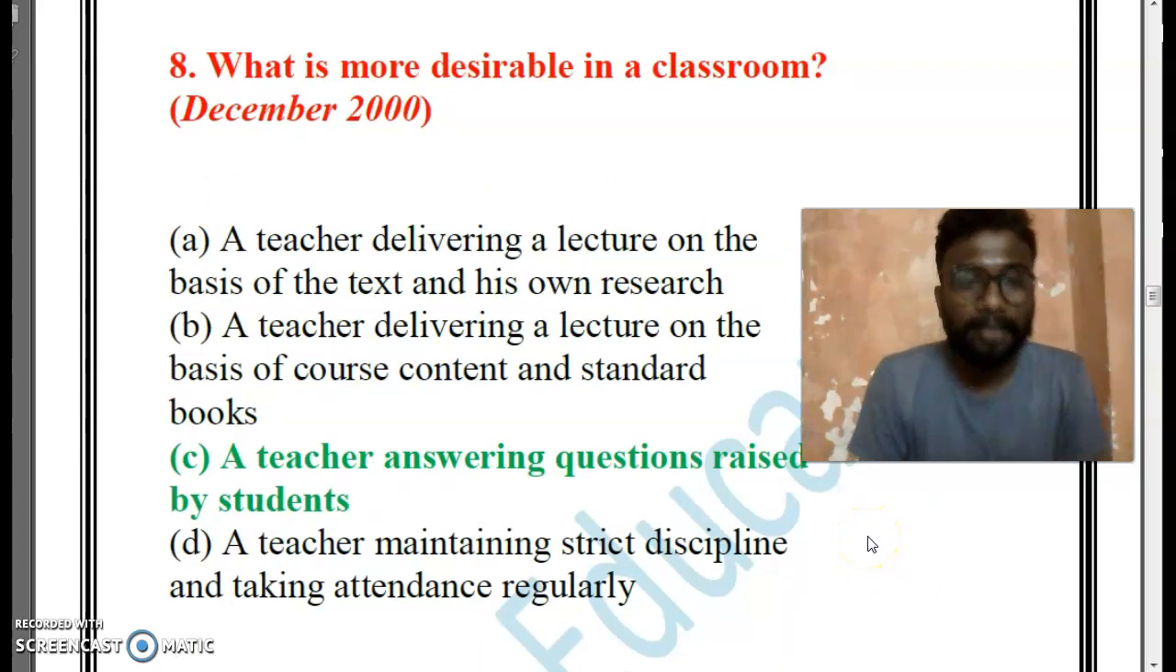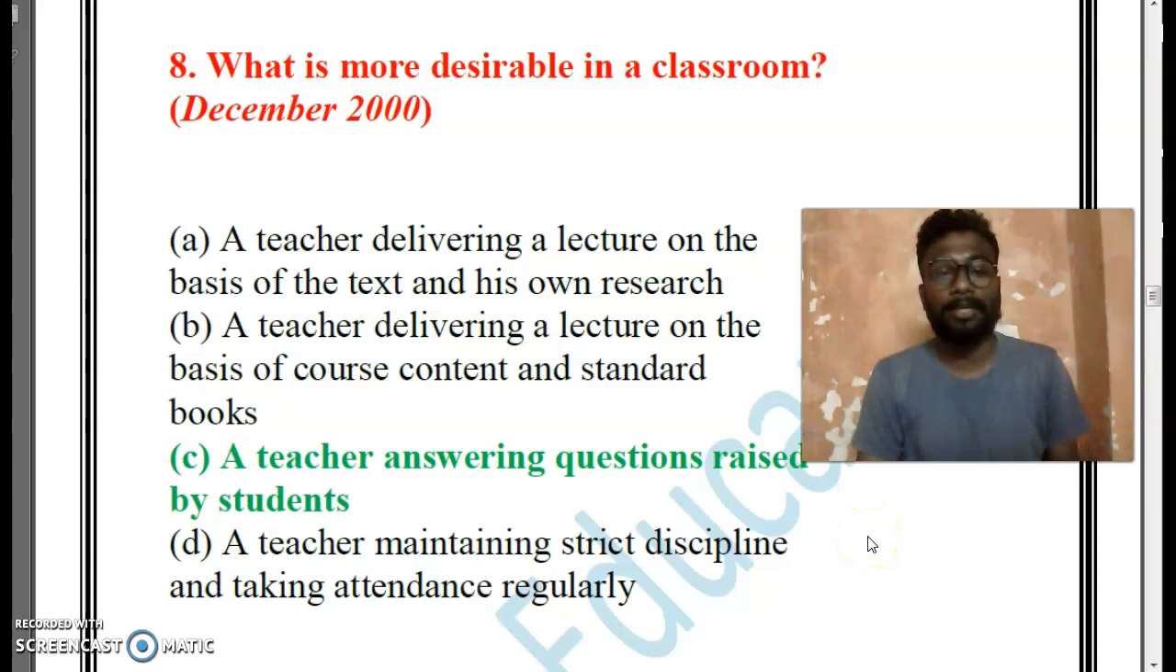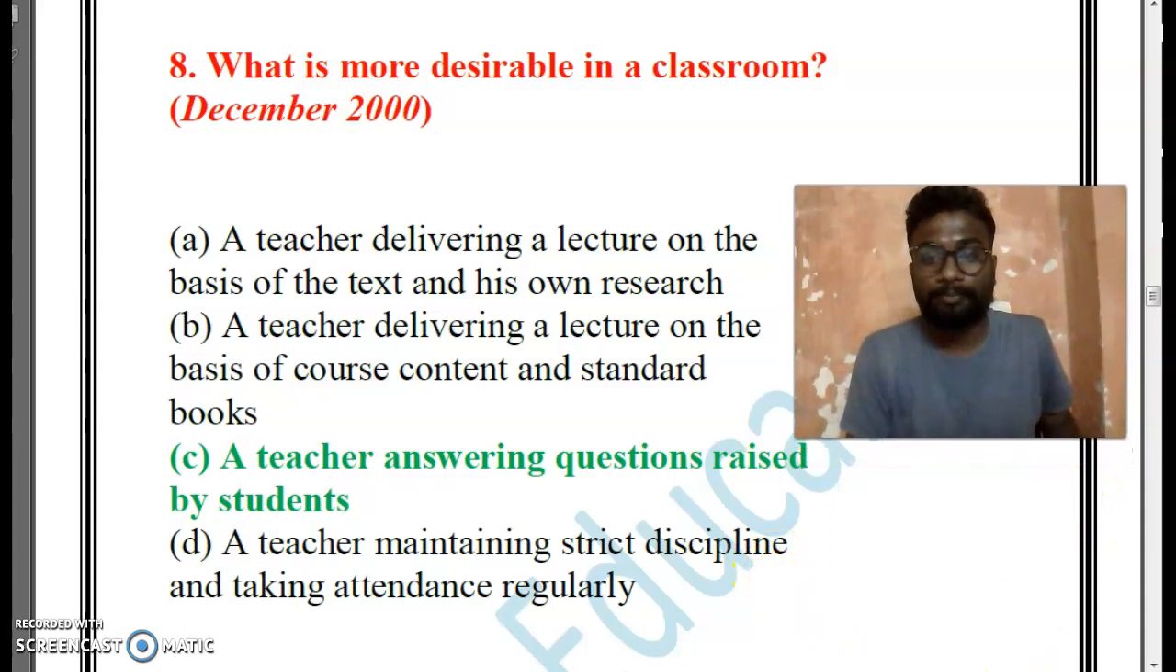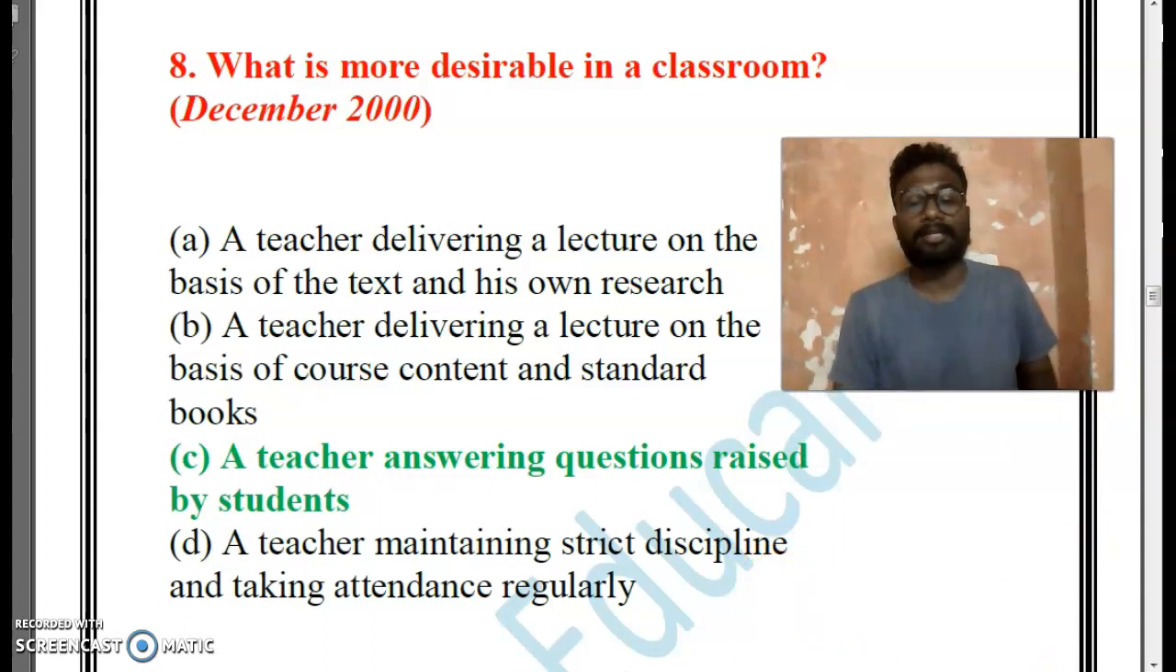So it could be a teacher delivering the lecture on the basis of text. No, the desirable thing is students should ask more questions, and the teacher should answer more questions, right? Yes. So a teacher answering questions raised by the students is the correct answer.